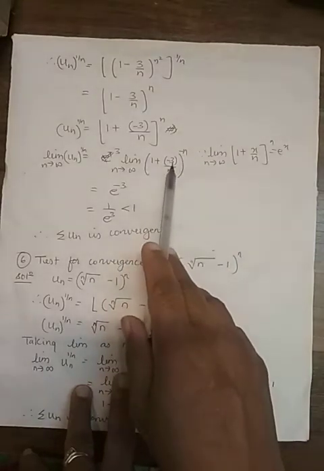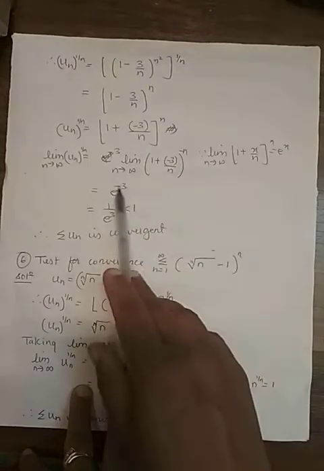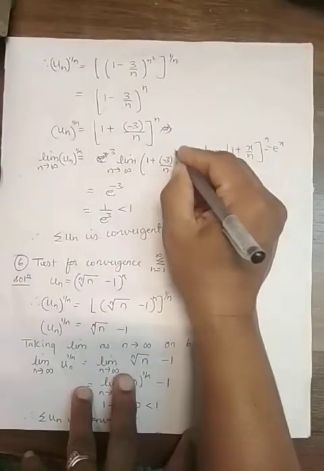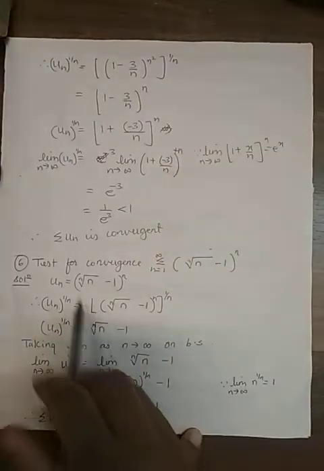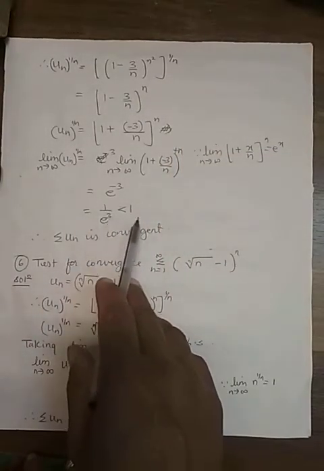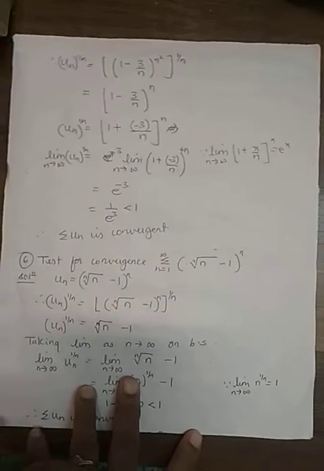This will become, here x is minus 3, so e to the power of minus 3 it will come. Here it is plus, okay. So hence this becomes 1 upon e raised to 3, which is less than 1, so it is convergent.